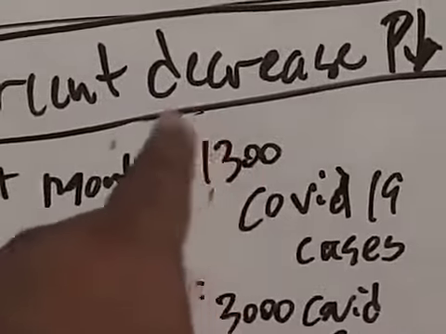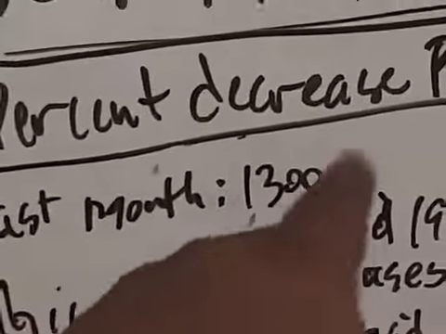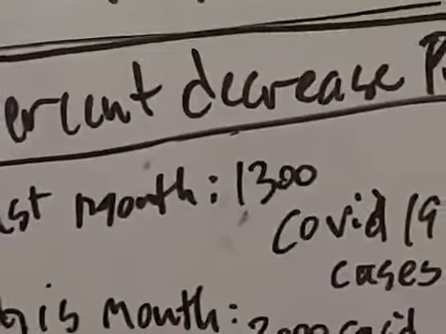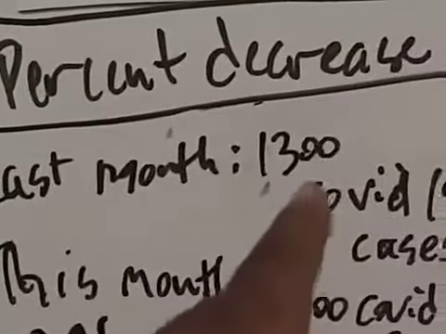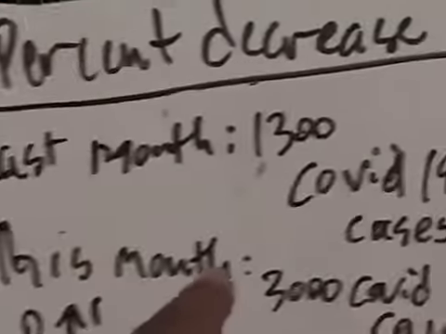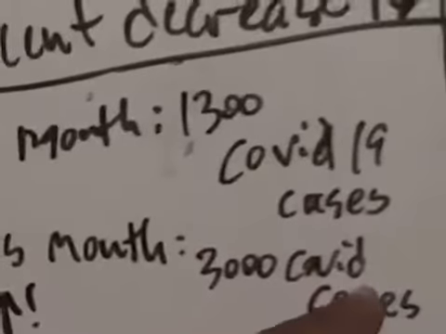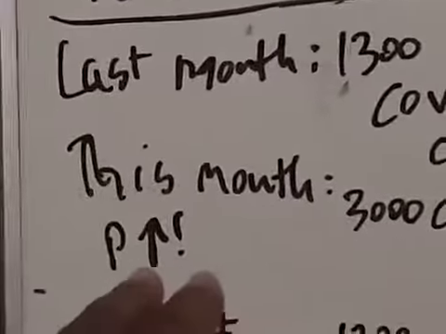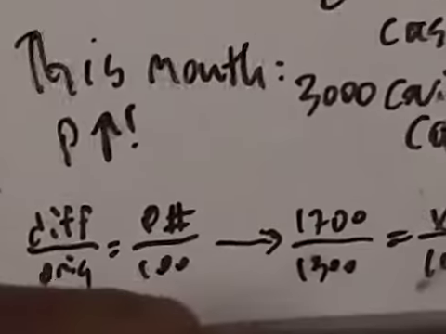Okay. So percent decrease is the topic here, and I denote that by P with an arrow down. Let's suppose last month we had 1,300 COVID-19 cases, 1,300 people who tested positive, and this month you got 3,000 COVID-19 cases.